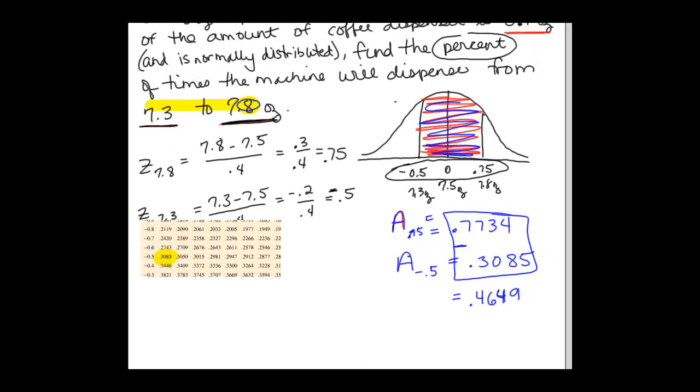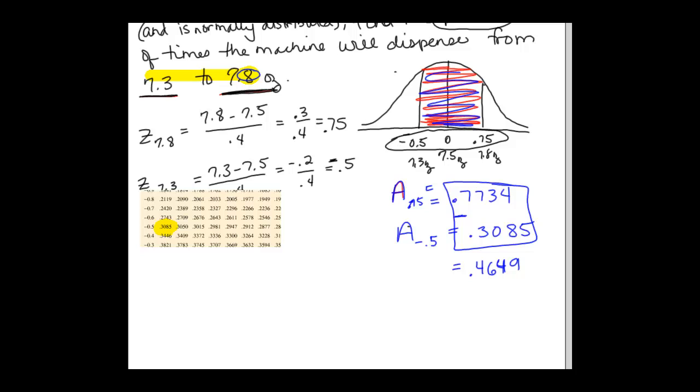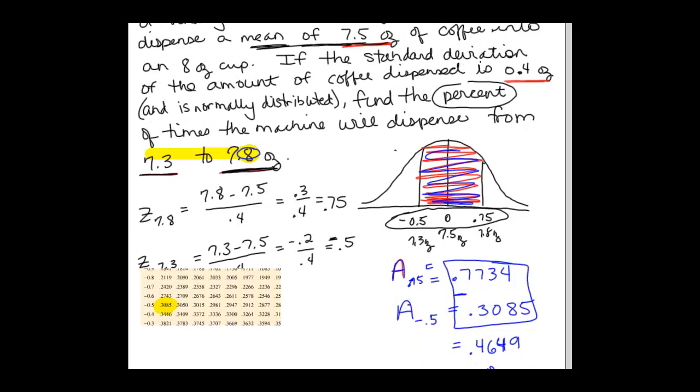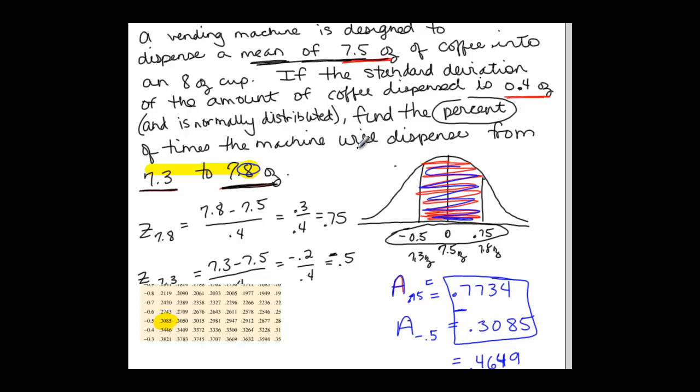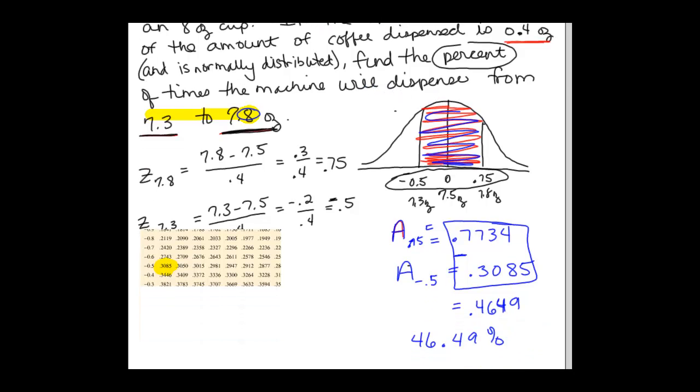We were asked to find the percent of times the machine would dispense, so we want to change that to a percentage, multiply it by 100, of 46.49%. So that would be the percent of times the machine will dispense from 7.3 to 7.8 ounces.